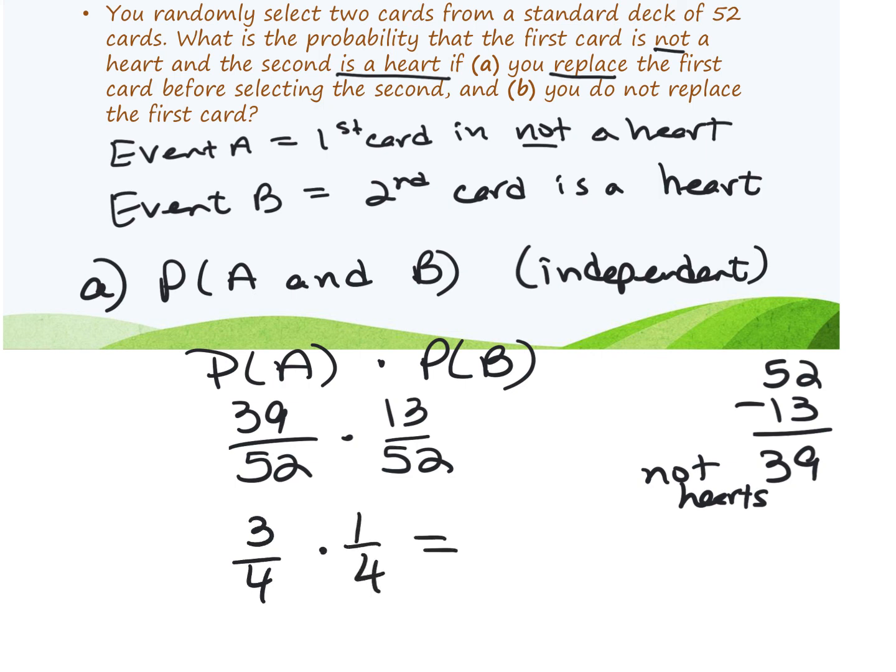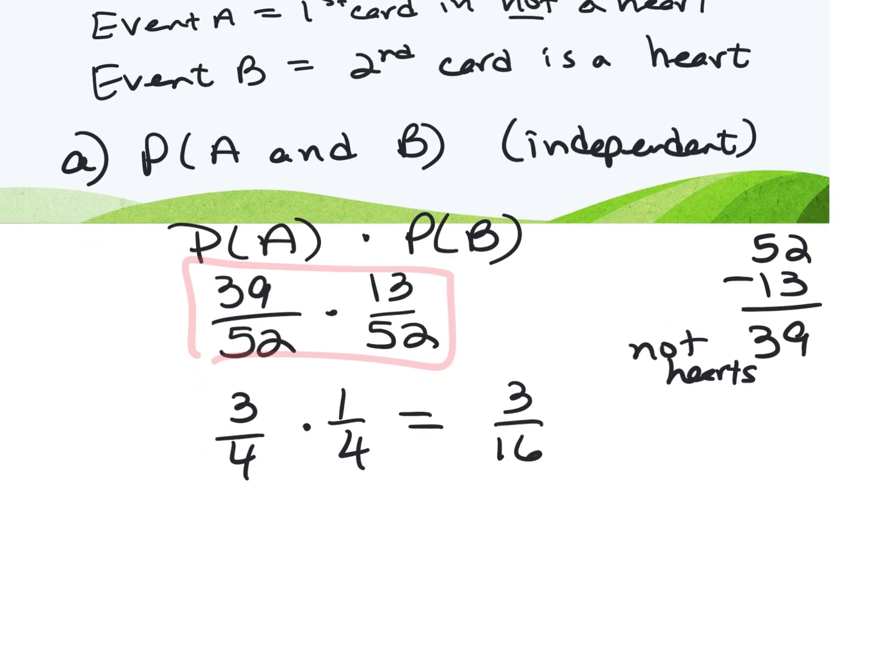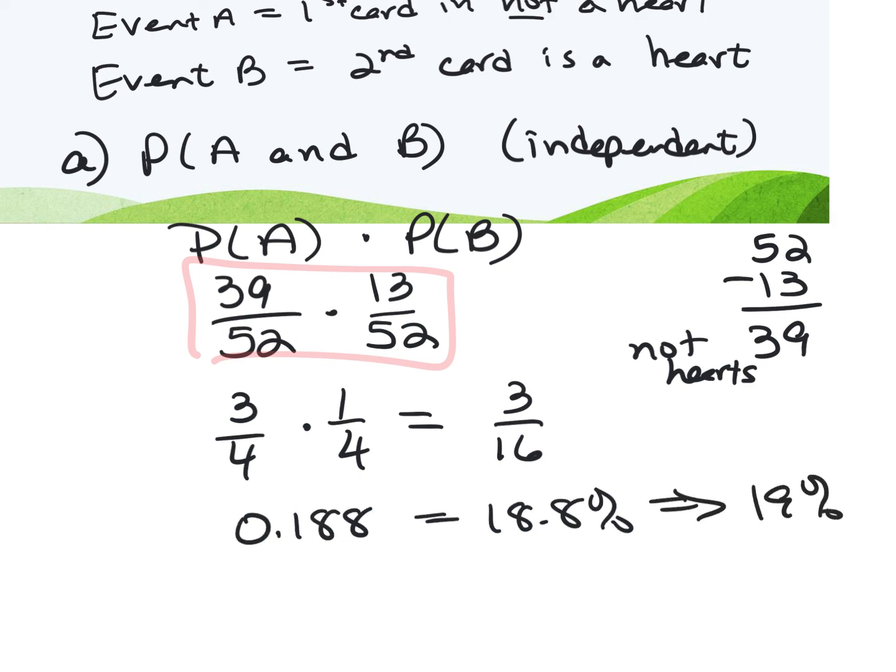You definitely don't want to try to multiply these 2 fractions as is without simplifying them. Otherwise, you're going to have a huge number that you're going to have to go back and reduce. So then we would get 3 over 16. And then if I make this into a decimal, it's 0.188. As a percent, 18.8. Rounded to the nearest whole percent, 19%.